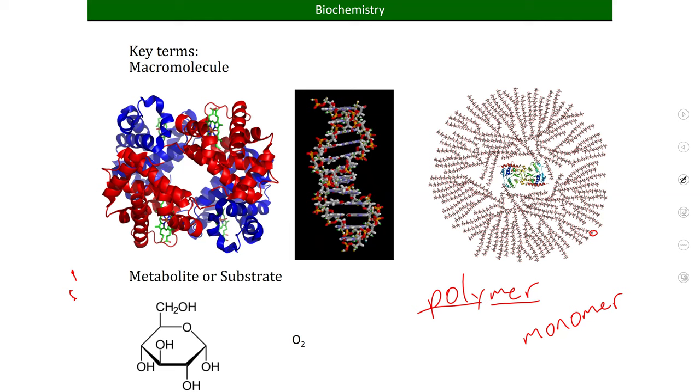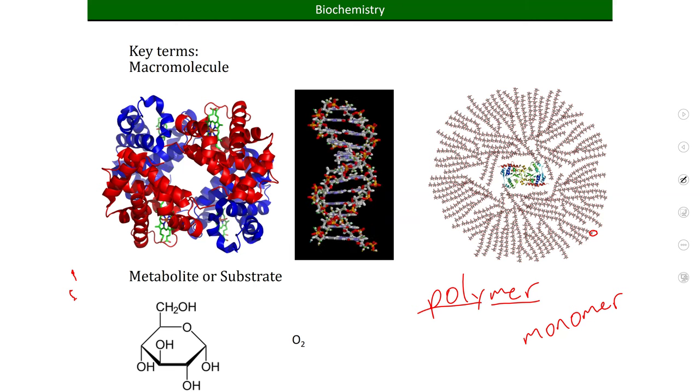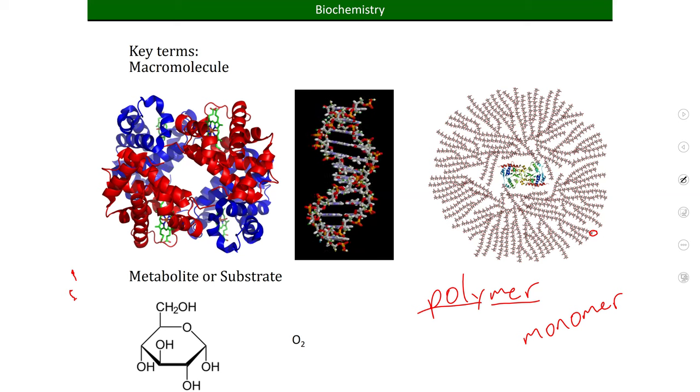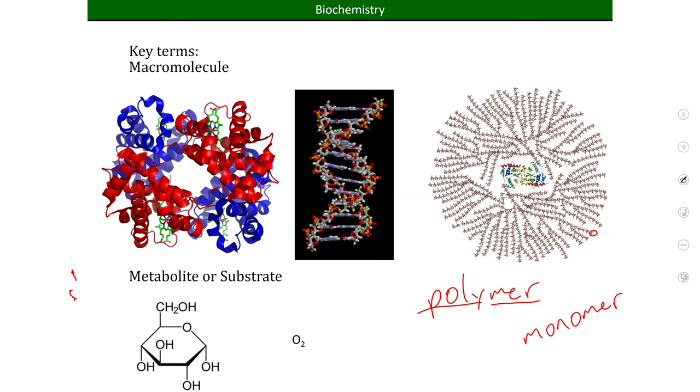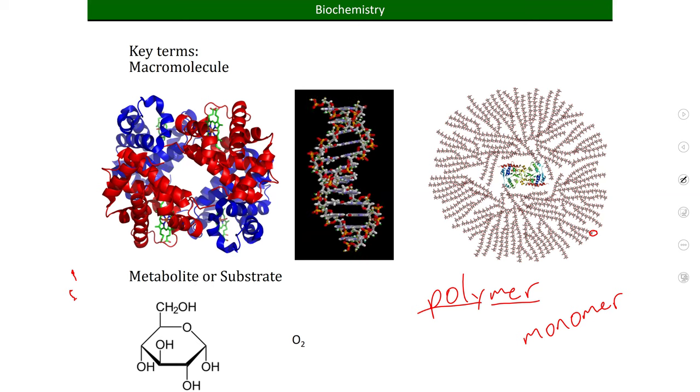But basically, your monomer units for most of your carbohydrates are going to be glucose molecules. You link them together in different ways, you get different types of macromolecules out of it.